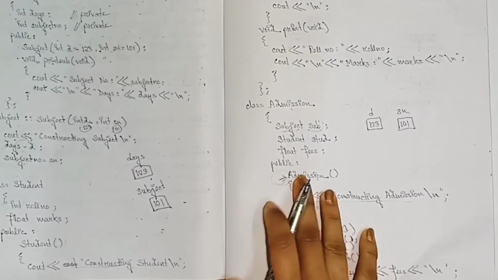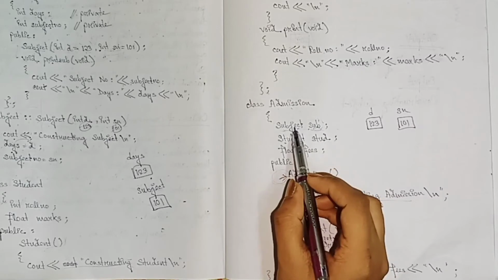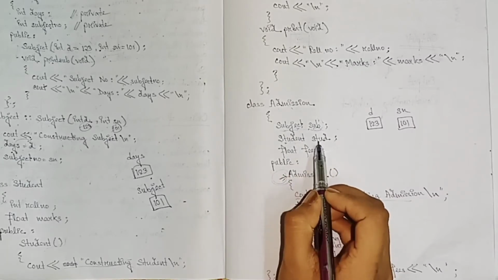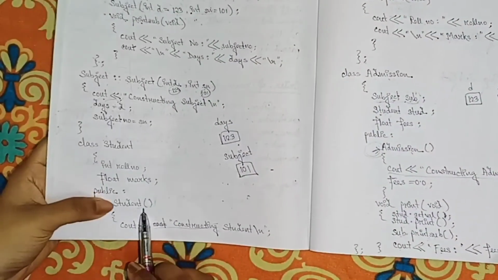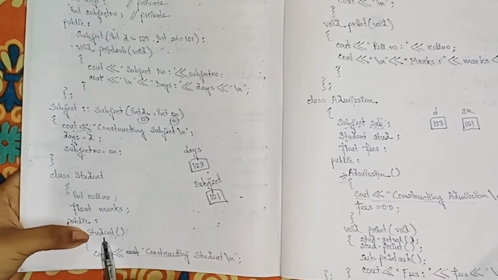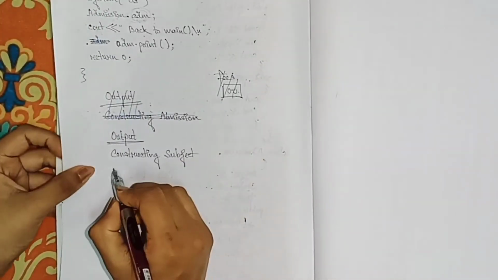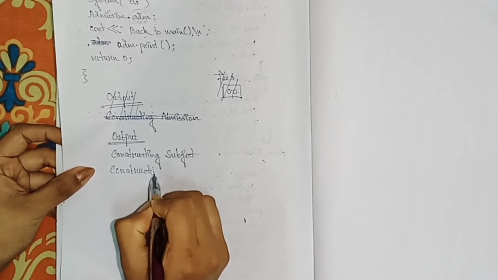Now this line is over, this particular object is created. Now the student object, stud, is created. What will it do? It will go to the student class. The student class is finding the default constructor. Whenever this object is defined, this default constructor is invoked, and it is finding the cout constructing student. So the output will be constructing student.